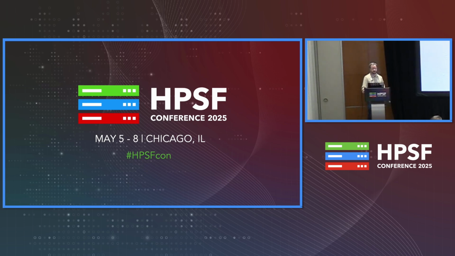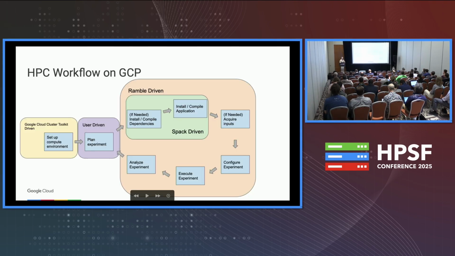And then we have tools that we overlay on different parts of this. So since I'm at Google, we use Google's Cluster Toolkit. So here's the fun chart that I was showing you. This is what we do. This is laying tools over it. So we use Cluster Toolkit for describing our infrastructure. Then most of the experiment workflow is driven by Ramble, which I'm going to talk to you about. And then installing software and dependencies is handled by Spack.